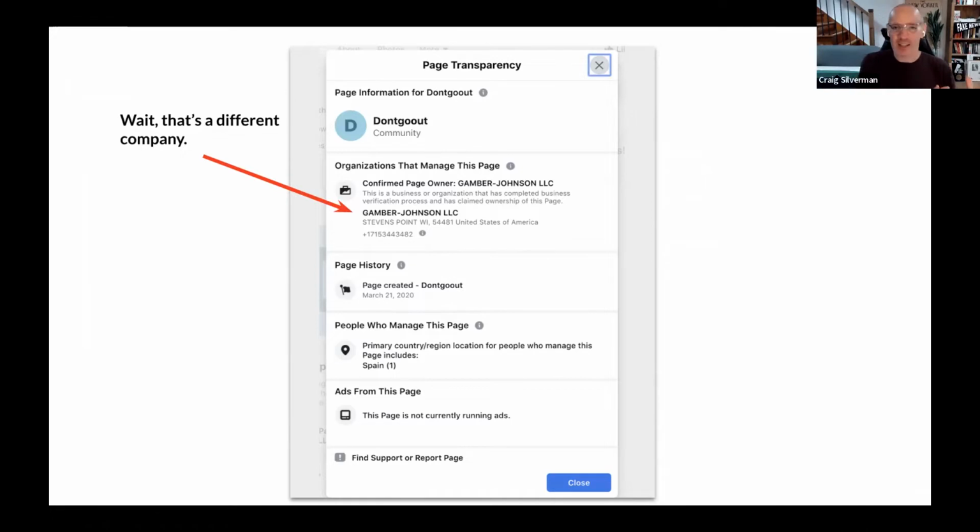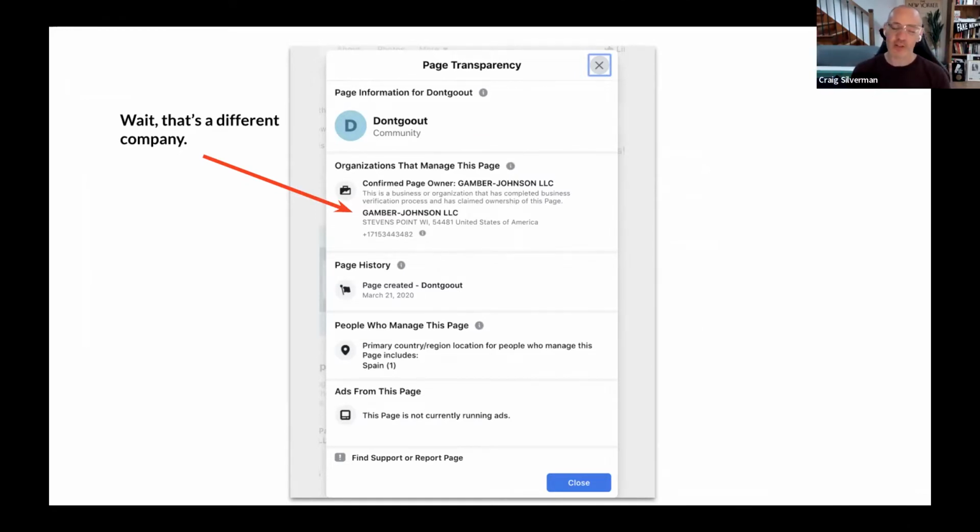Because when I search online, I see people saying they bought masks from this website and the name in the PayPal receipt is Zest Ads. But when we look at the Facebook page, it tells us the name of the company that manages the page is Gamber Johnson, which is a company in Wisconsin in the United States of America. So we have to figure out what's going on here.